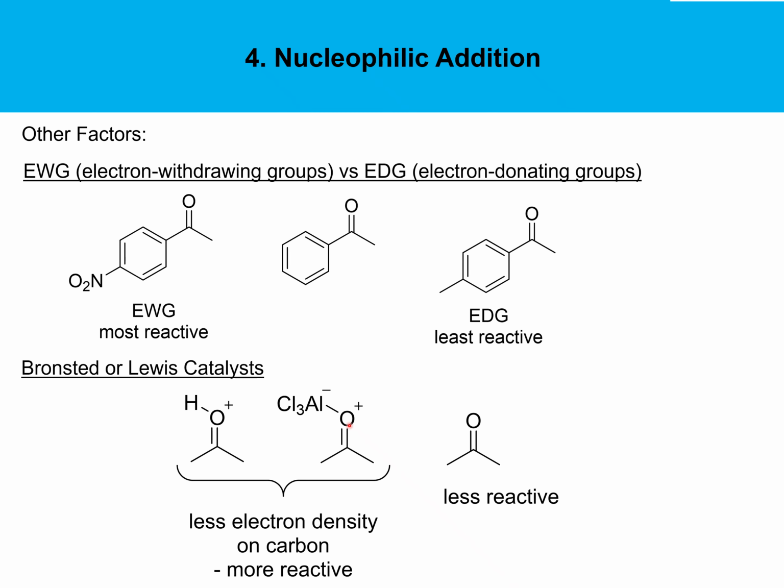The same thing happens with a Lewis acid, for example, aluminum trichloride. When the carbonyl donates electrons to aluminum, which is a Lewis acid, it'll create an intermediate very similar to when we protonate the carbonyl. And so once again, the carbon of the carbonyl becomes more electrophilic, more reactive towards nucleophiles.